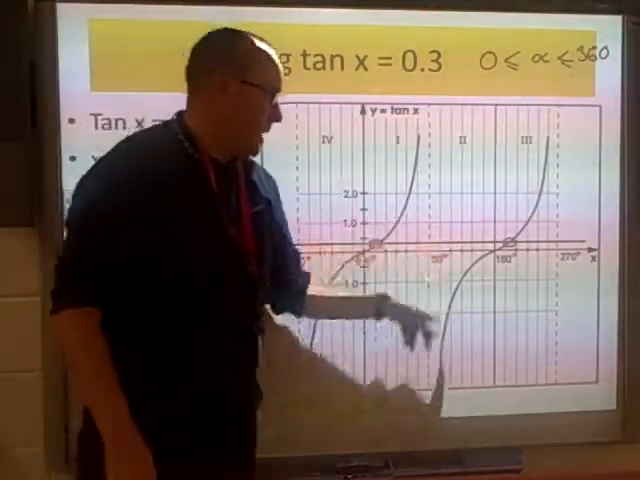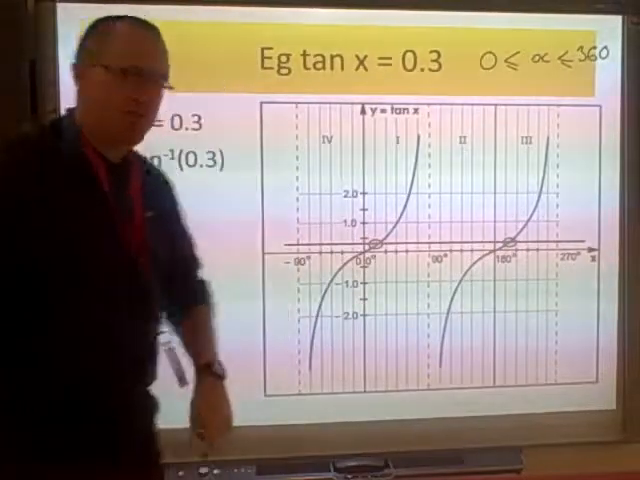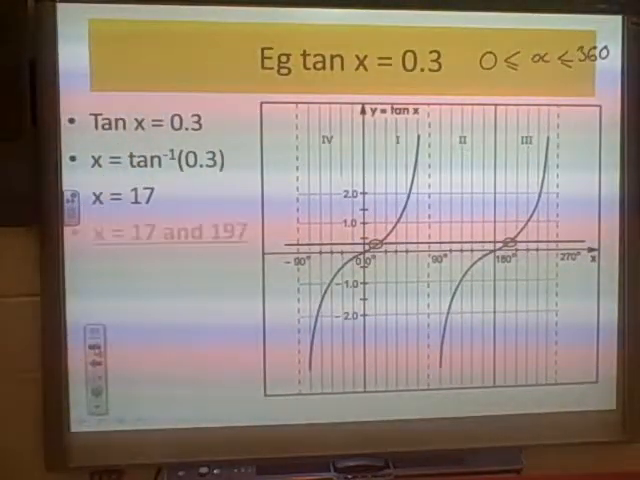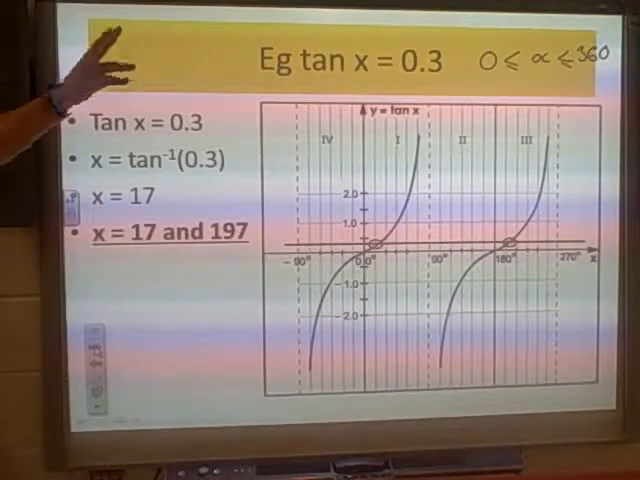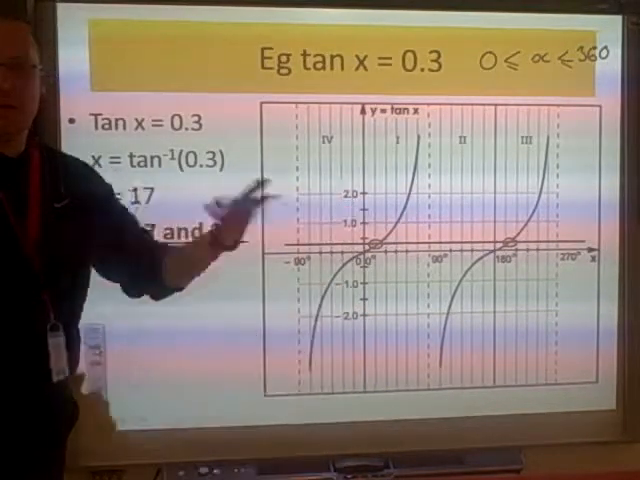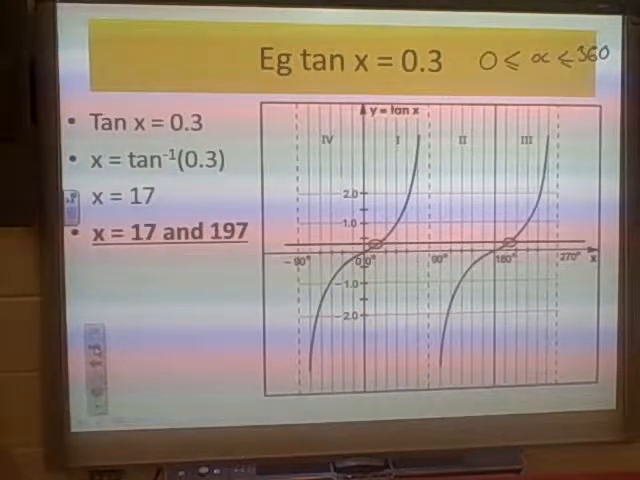Now, from the property that tan repeats every 180 degrees, once you've found one answer, all you have to do is add on 180 and it will tell you the second answer. If these limits were bigger, keep adding on 180 and it will tell you all the rest of the answers as well.